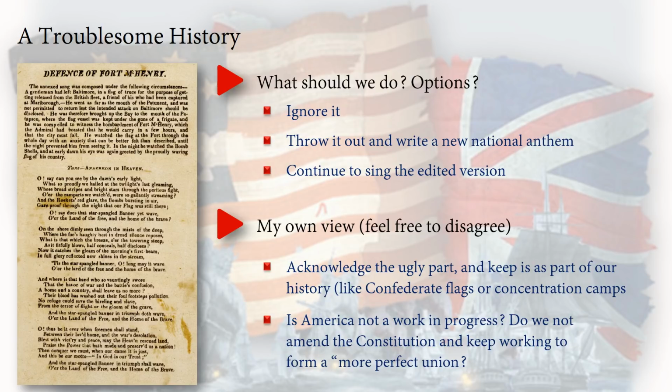Do we not amend the Constitution and keep working to form a more perfect union? The Constitution, after all, was written originally in support of slavery. But we have edited that part out. It was called the 13th Amendment, and I think we kept on trying to remedy that problem with the 14th Amendment and the 15th Amendment, and then we've continued by adding civil rights acts throughout history. Now we have to acknowledge these parts of our history, even if we do not celebrate them.